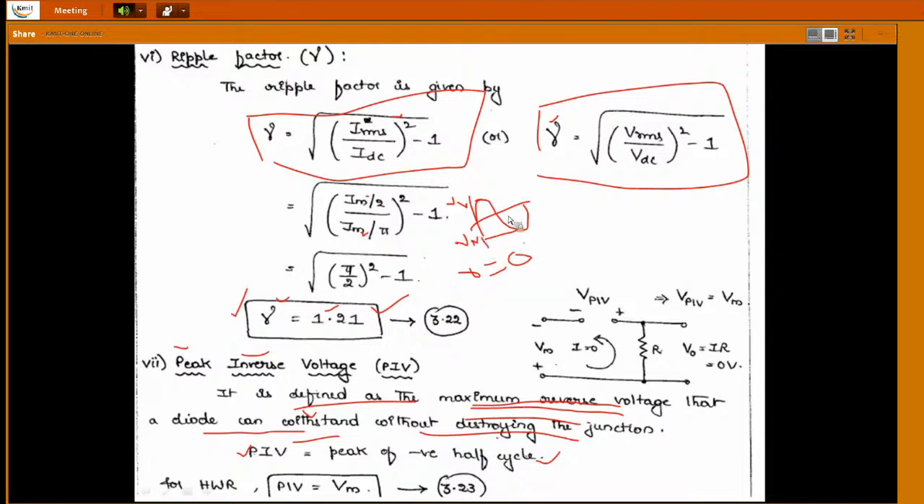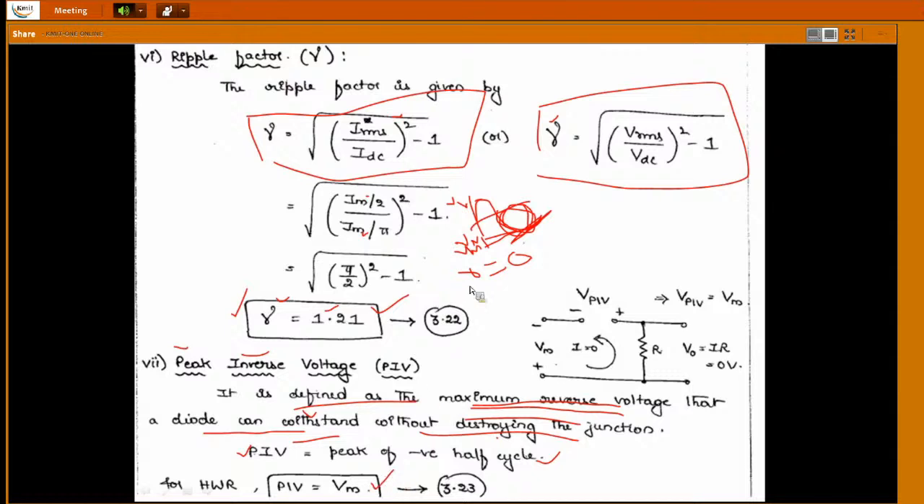Now we are discussing the reverse voltage only. This is the reverse case, during the negative peak. In the negative peak, what is the maximum peak value here? The maximum peak value is nothing but Vm. Now, what is the peak inverse voltage? The peak inverse voltage of a half wave rectifier is Vm only.